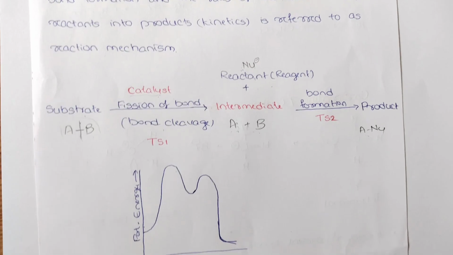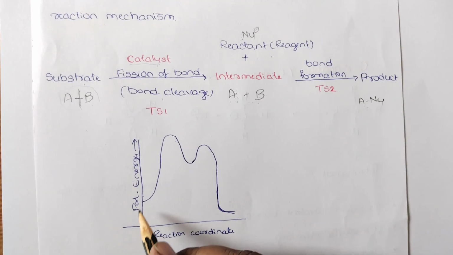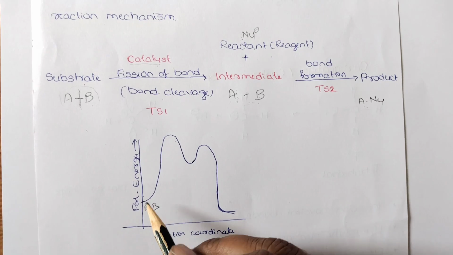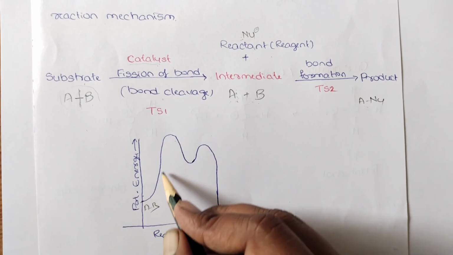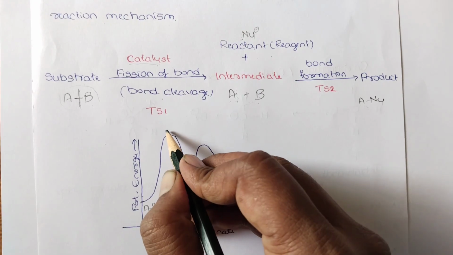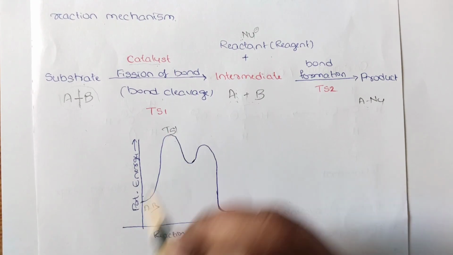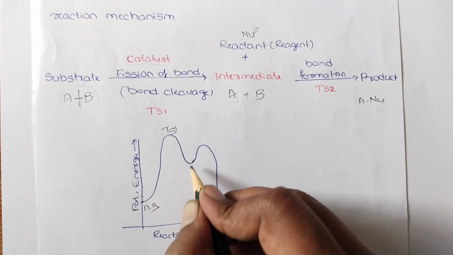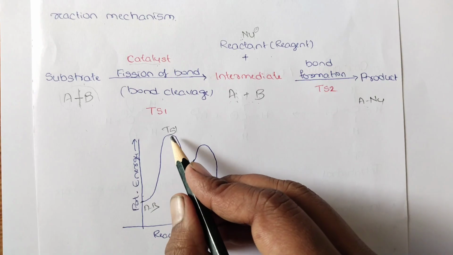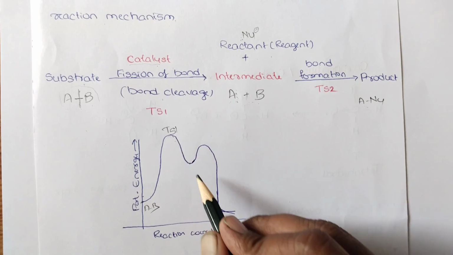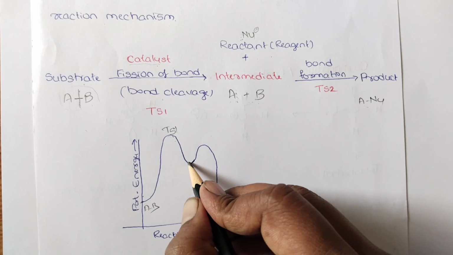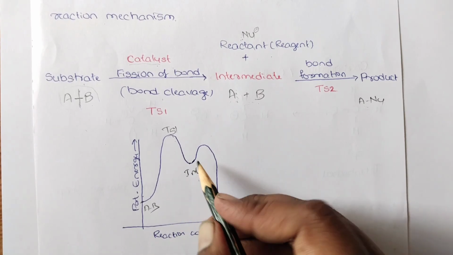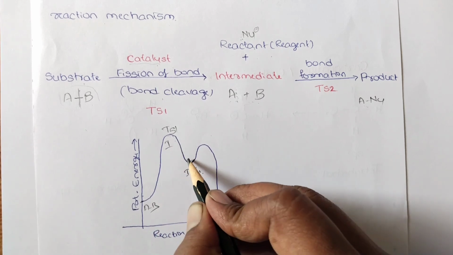Let's view the energy profile diagram. This is the starting material. This may be AB. Okay, this is first step. In the first step, the bond cleavage takes place. This is transition state 1. This is the first transition state. And here the energy decreases; in the first transition state energy is high, and when the energy is low, this is called as intermediate. This is intermediate stage.